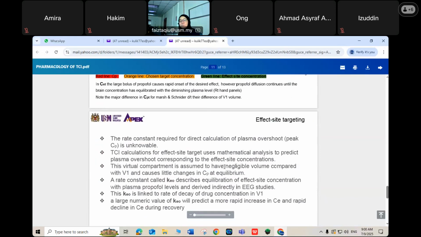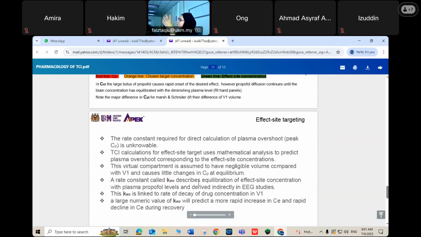Okay. So this part yang cakap okay, virtual compartment assume to have negligible volume compared with V1 and concentration changes in the plasma concentration at equilibrium. Okay. So apa yang this virtual compartment ni? Apa maksud dia? The effect site. The virtual here means effect site, sebab kita just virtually kita create je. Kan? Kita denote this at the brain, yes, but it's virtually saja kita create kan. But this one is actually at equilibrium kan.